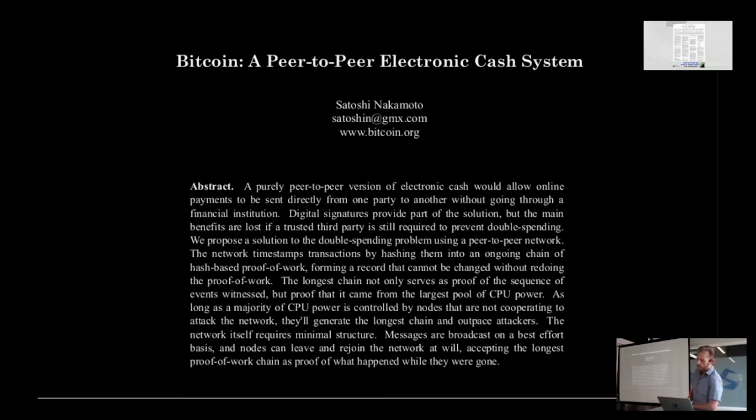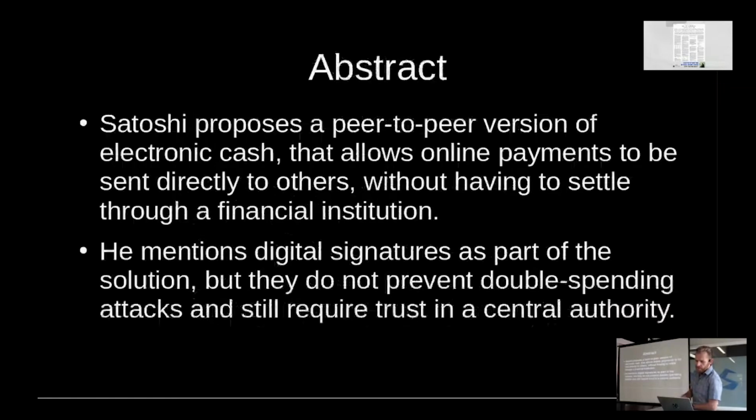So this white paper was published on October 31st, I believe, in 2008. So still fresh off the heels of the global financial crisis. And in this paper, there is an abstract, and then there is the first page. And on the first page, he basically goes over his reasons for wanting to release this. So Satoshi proposes a peer-to-peer version of electronic cash that allows online payments to be sent directly to others without having to settle through a financial institution.